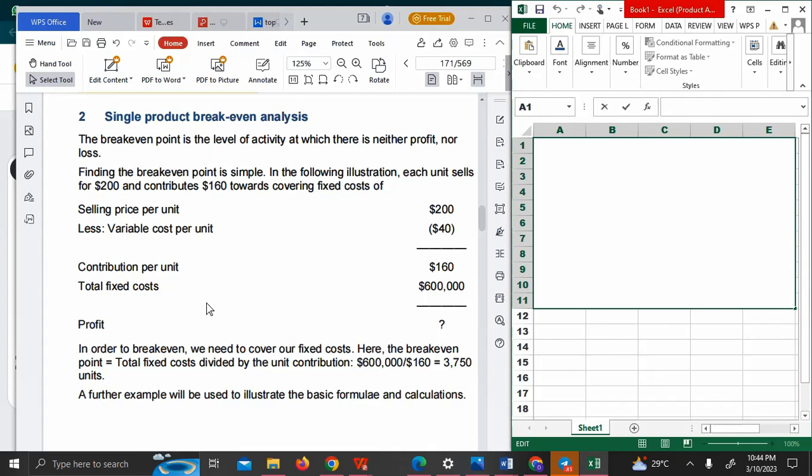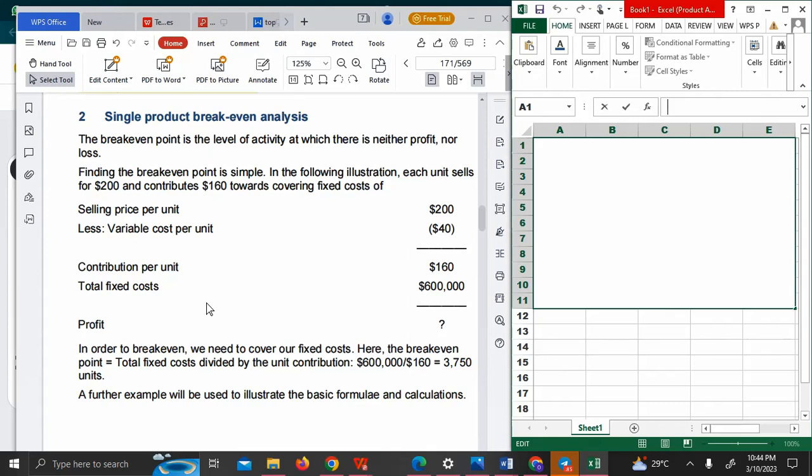Okay, finding the break even point is simple. In the following illustration, a product sells for $200 and contributes 160 towards covering fixed cost, which is selling price per unit less variable cost per unit. Should I continue? Yes, go ahead. The selling price per unit is 200. The variable cost per unit is 40. So invariably the contribution per unit is 160.